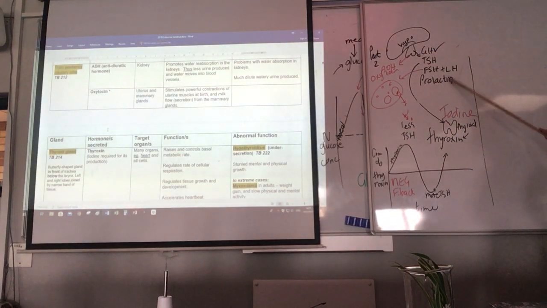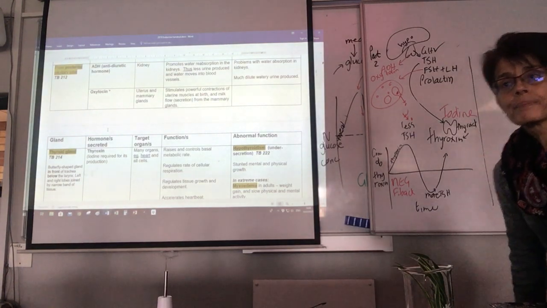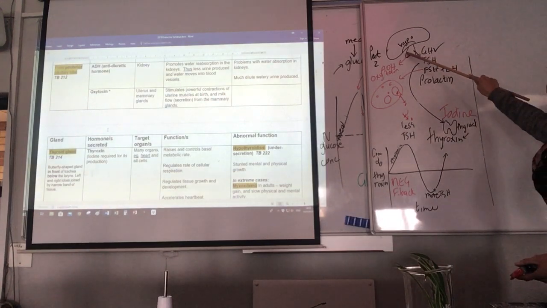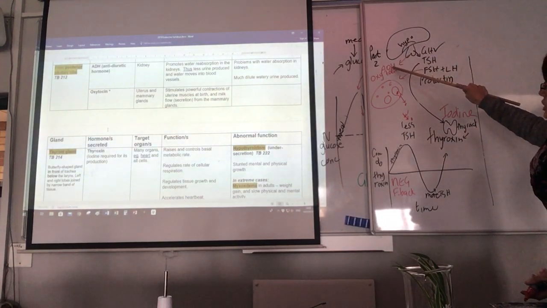So prolactin is also secreted by the pituitary gland, and it's preparing the breast tissue to start producing milk. So the mammary glands grow and they start practicing how to make milk when a woman is pregnant. Okay, back to posterior pituitary. It secretes ADH and oxytocin.